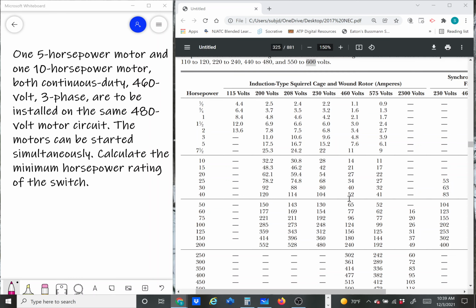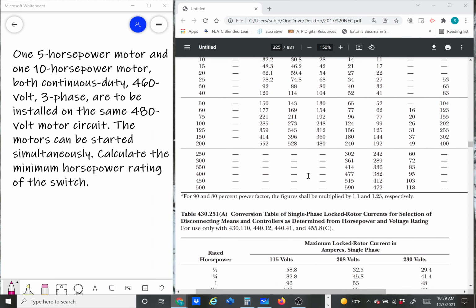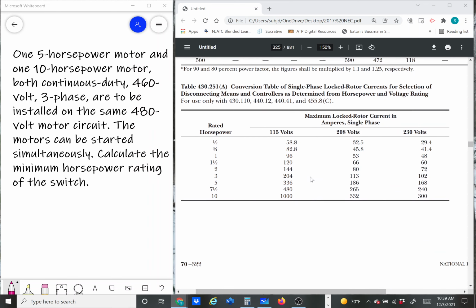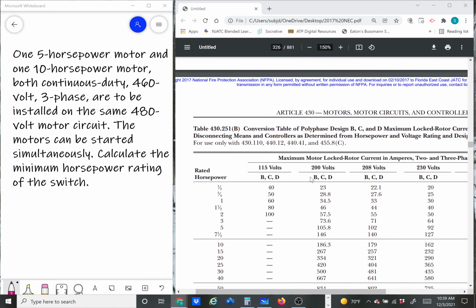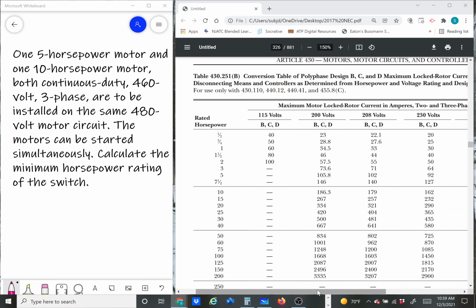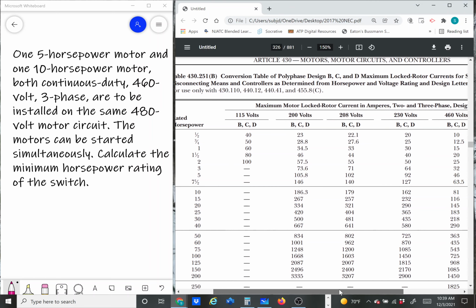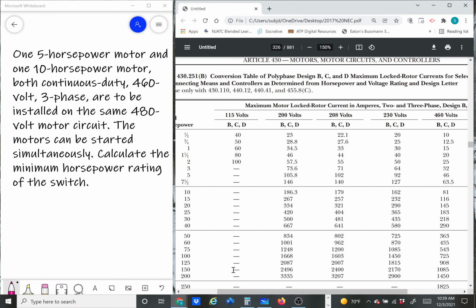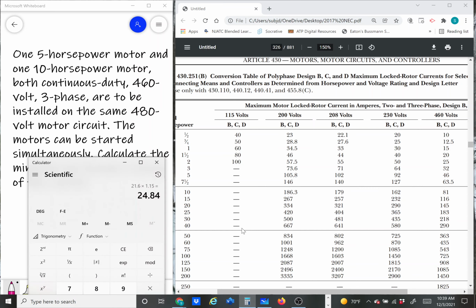Now I just have to go to my table of horsepower ratings, three phase, 430.251b. Now that I'm here at 430.251b, I go to my 460 volt column and find my 5 horsepower, and that is good for 46 amps. Now I look at my 10 horsepower, and if I look over on the right-hand side at the 460 volt column, I see I've got 81 amps.